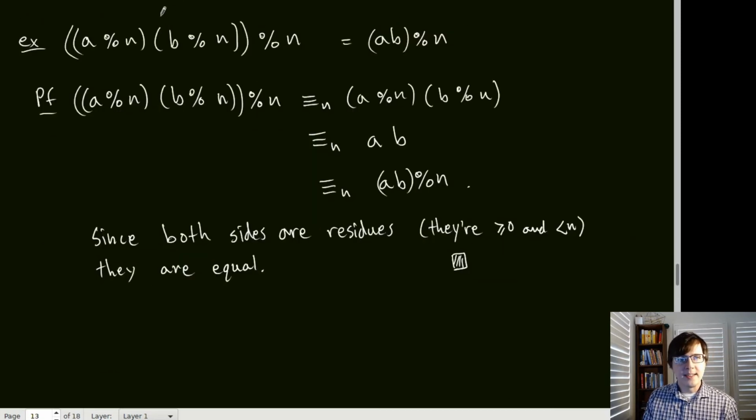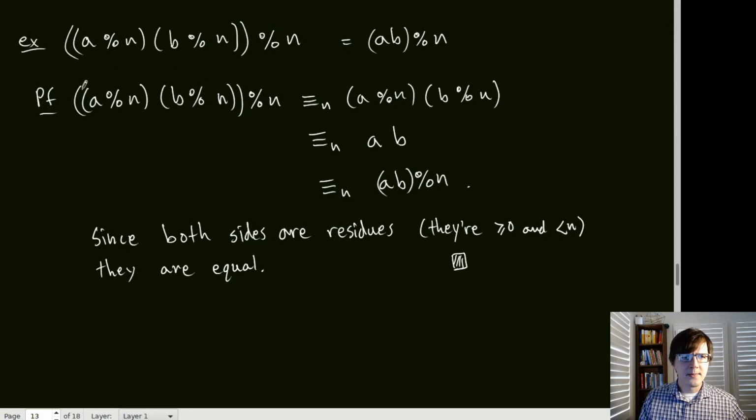Here's another thing we can do, and that's manipulate these horrible looking expressions involving the modulo operator. If we take the remainder after division of a by n, and take the remainder of b divided by n, and multiply them, and then take the remainder, then we could have just multiplied the numbers and taken the remainder. So let's see why. And we can just do this with congruence, which is great.